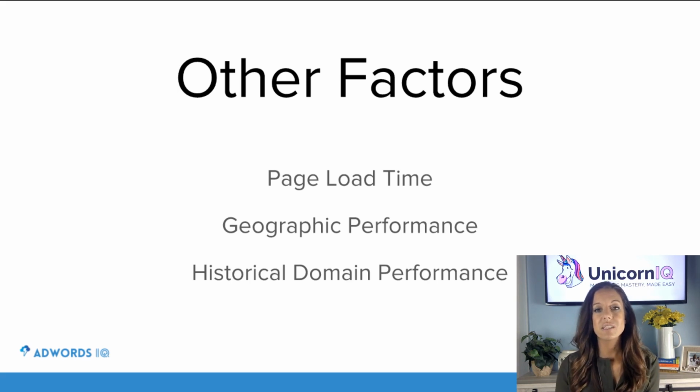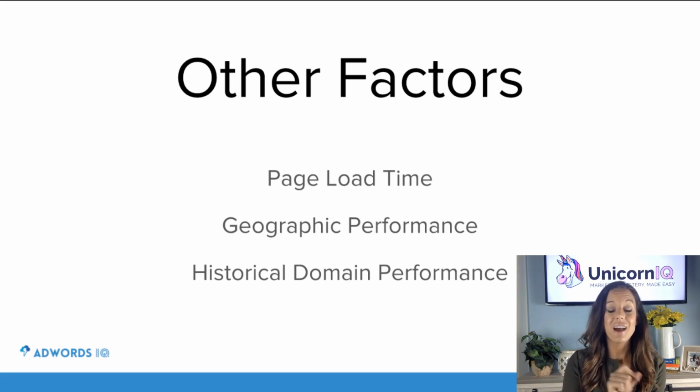And then another one that's sometimes not very commonly known is historical domain performance. So your domain, like the actual primary domain that your website or your landing page is on, is also given a quality score. So if you consistently achieve high quality scores on keywords for a certain domain, then you're likely going to automatically get higher quality scores on new keywords that you add. So that's something that's kind of a little trick there that helps, it's just kind of that snowball effect, that once you start to get a good reputation, Google really does reward you for that.